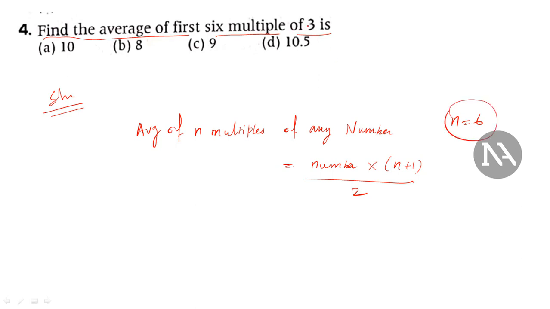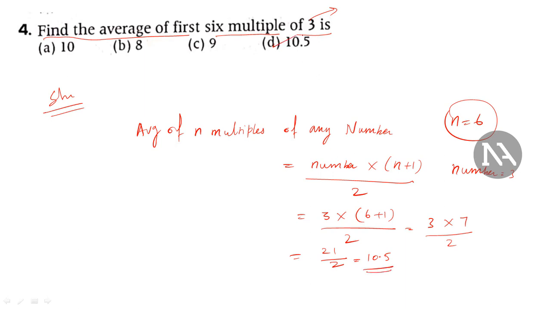The multiple of 3 means this is the number. The number is 3. So substitute in the formula. So it is 3 into n is 6. So 6 plus 1 divided by 2. So it is 3 into, in the bracket it is 7. 6 plus 1 is 7 divided by 2. So it is 3 into 7 is 21. 21 divided by 2. This will give you 10.5. The final answer is 10.5. The option D.